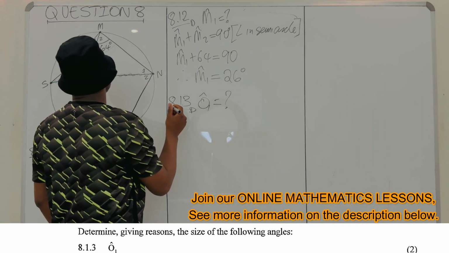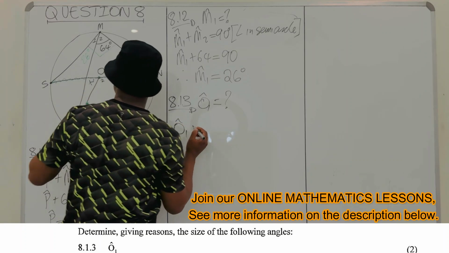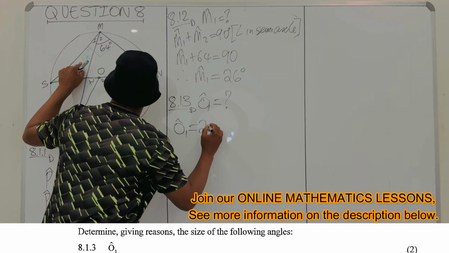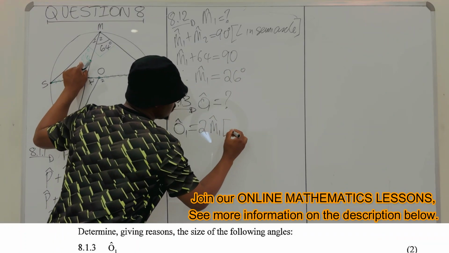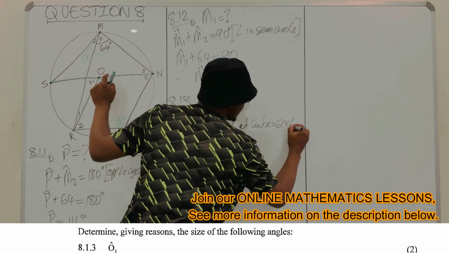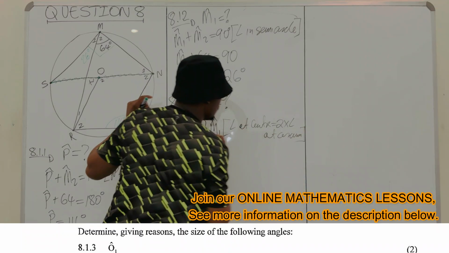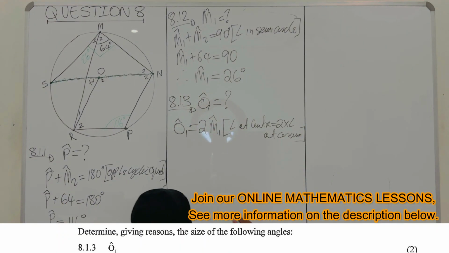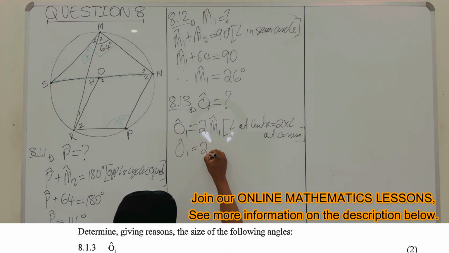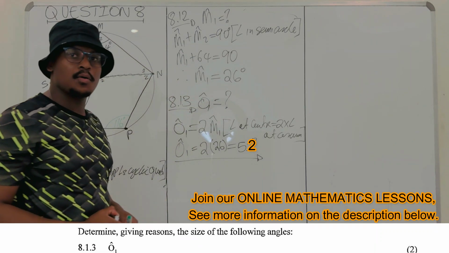So which means you will say, okay, angle O1, which is this, will be double that at the circumference, equal to 2 times angle M1, right? And you say that angle at center, that's your reason, is equal to 2 times angle at circumference. So in that case, your angle O1 is equal to 2 times angle M1, which is 26. So this should be about 51 degrees. So that is our angle O1. And that concludes our question 8.1.